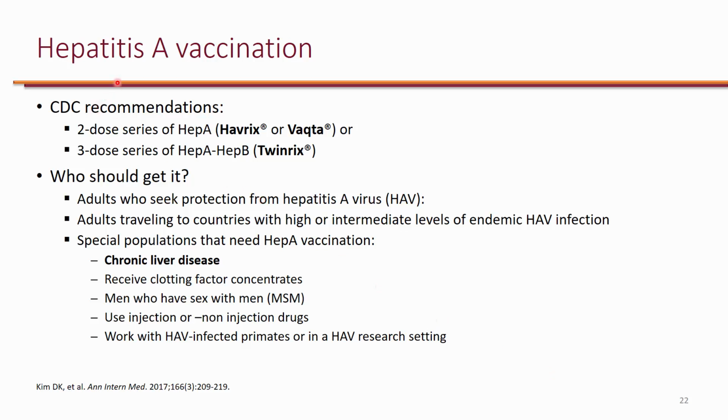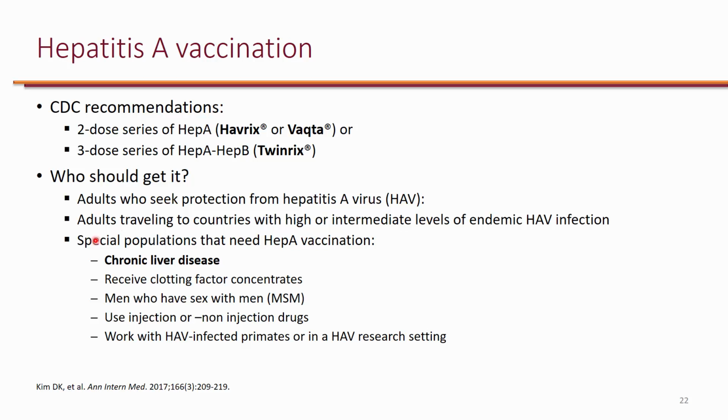The CDC also recommends vaccination against hepatitis A. We have 3 products. If it's just Hep A in it, there's just a 2-dose series. Whereas if it's a combination of Hep A and Hep B, because of the Hep B part, it should be a 3-dose series. So the combination is Twinrix. For Hep A, Havrix and Vaqta are the 2 products. Who exactly should get it? Again, anybody who wants to be protected can actually get it, especially adults traveling to countries with high or intermediate levels of endemic Hep A infection.